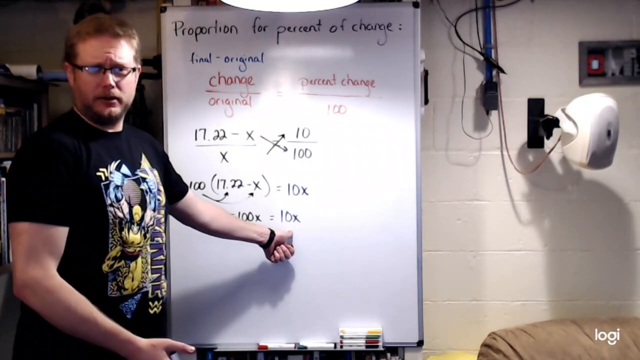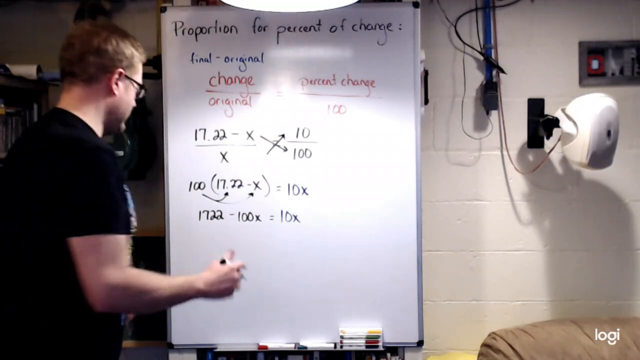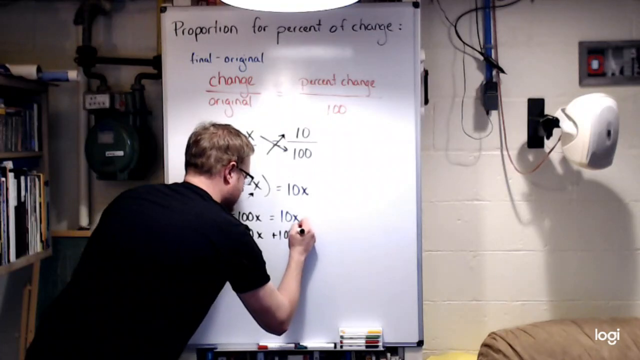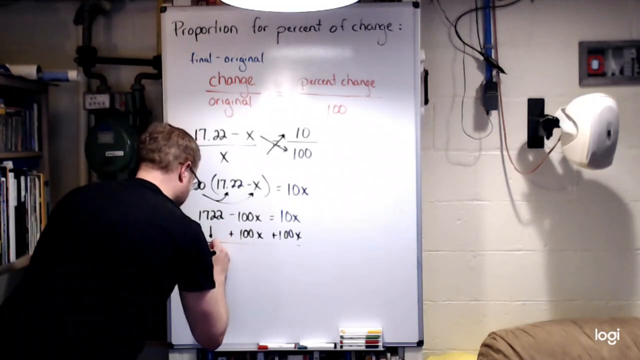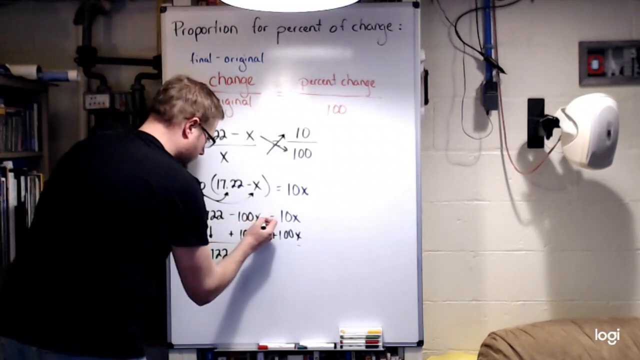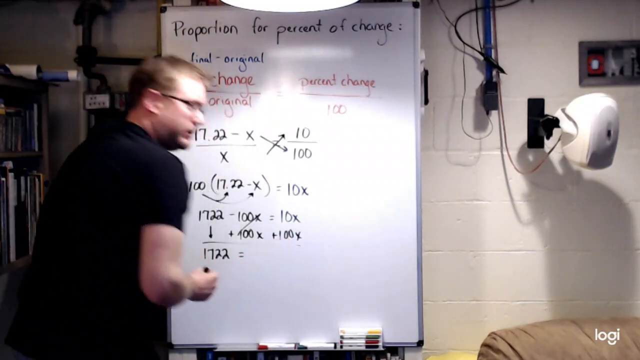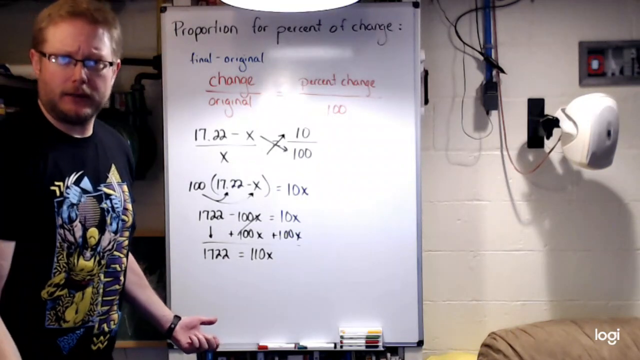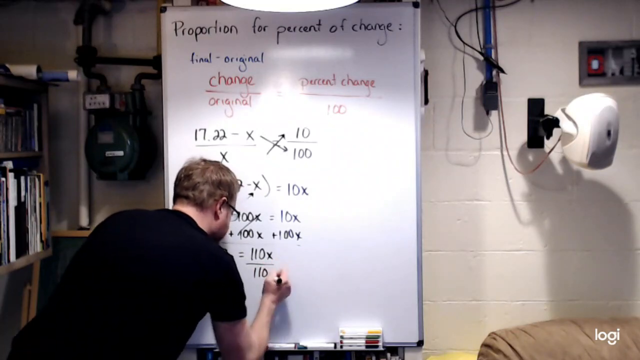Now we have a pretty easy algebra problem here. Get our x's together. That actually sounds horrible, getting your x's together. Ooh, scary. All right, anyway, I'm going to add 100x to both sides. 1,722 will drop down, not 17.22. These will cancel, and we get 10x plus 100x is 110x. They're like terms, so we can add them together. And now we're going to divide both sides by 110.